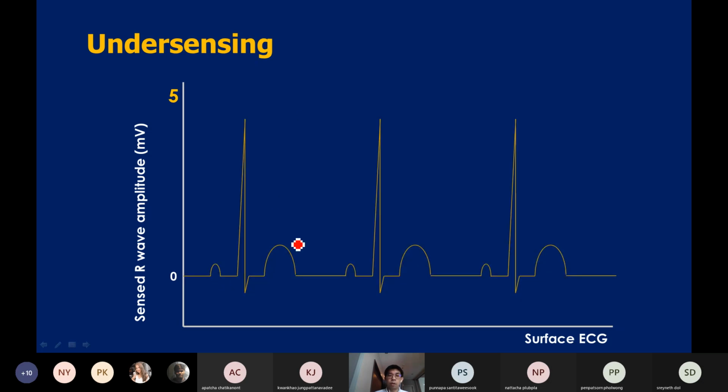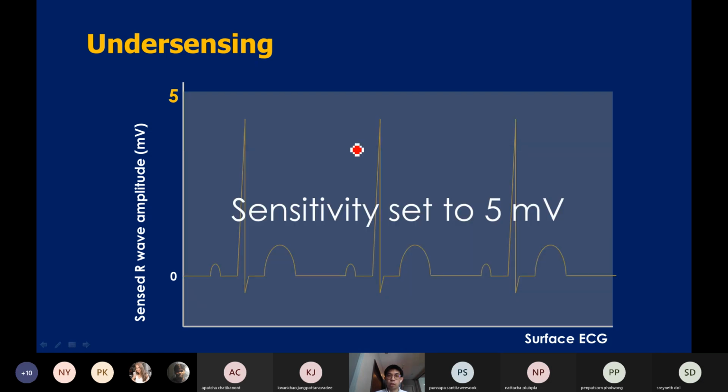This is the intrinsic rhythm of the patient, and number 5, the red line that I put in, is the sensing threshold. You can see that the sensing threshold is too high. The pacemaker could not see the intrinsic rhythm. This is called undersensing. So undersensing occurs because the sensing threshold is too high.